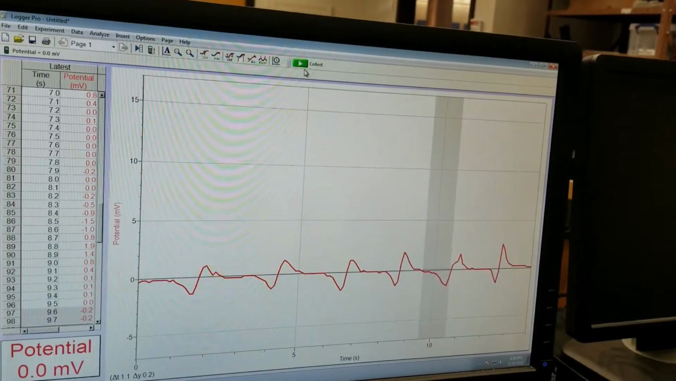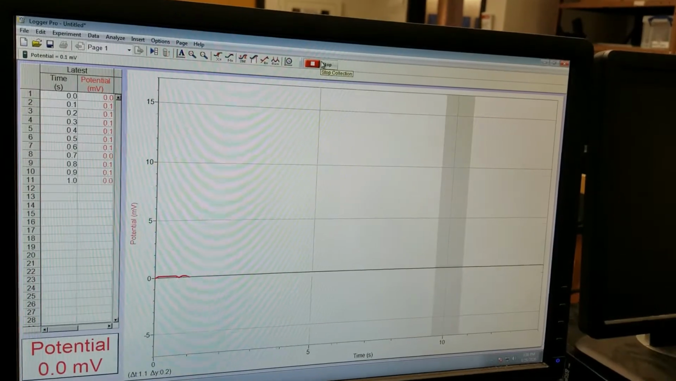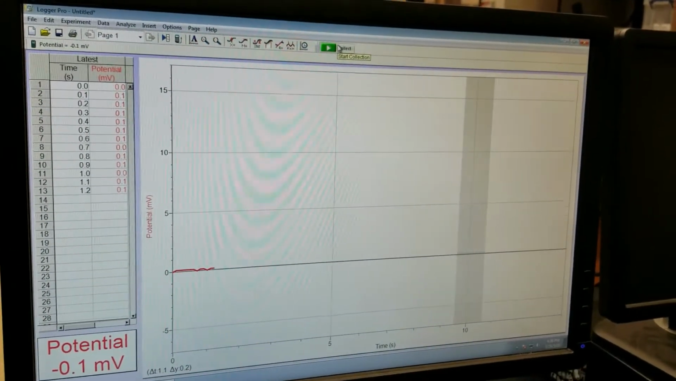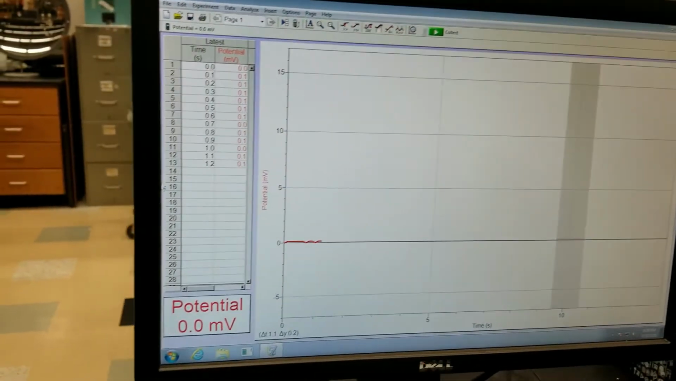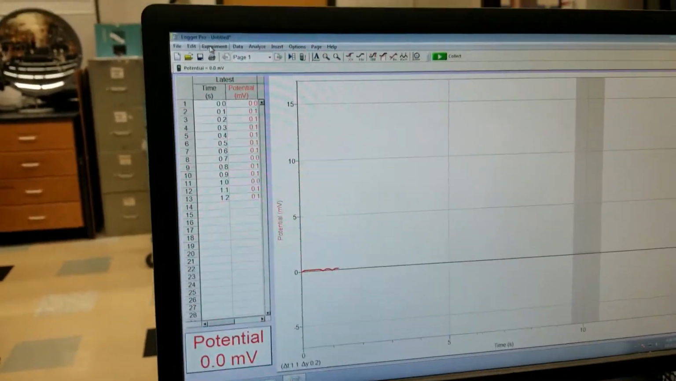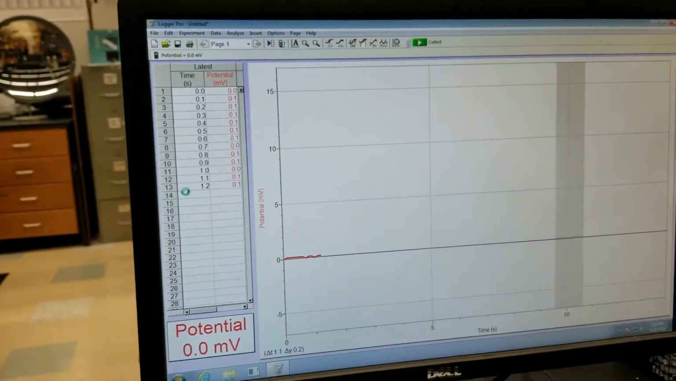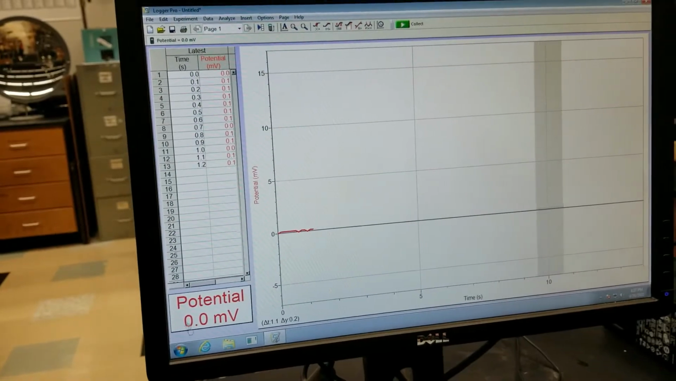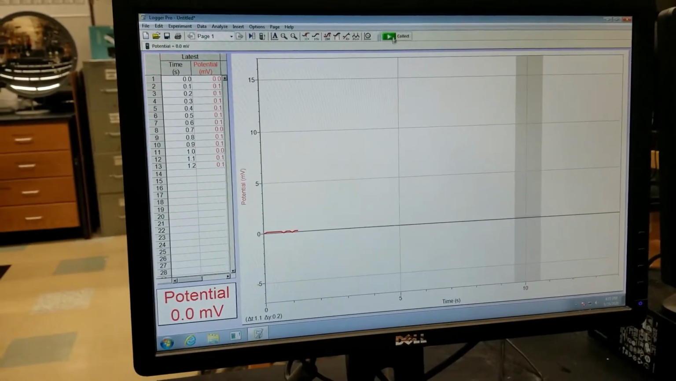Let me click collect. Actually, I should first do the zero. It's already 0, but I want to show you how to do that. Click experiment, zero. Because there is no change of flux now, there is no induced voltage. Next, I'm going to click collect.